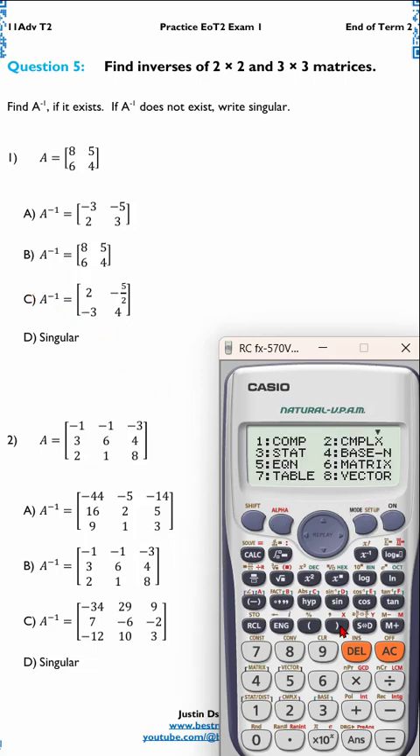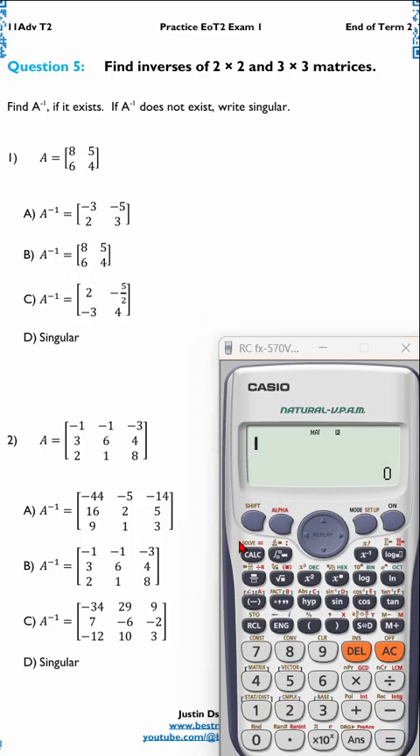What if it is a 3 cross 3 matrix? Doesn't matter. Mode 6, because I'm filling in the first matrix now. When you do a new problem for the first time, you can go to mode 6, but not after that. Now it's 3 cross 3, that's option 1. And let's type in the values: minus 1, minus 1, minus 3, 3, 6, 4. And the last row we have 2, 1, 8.